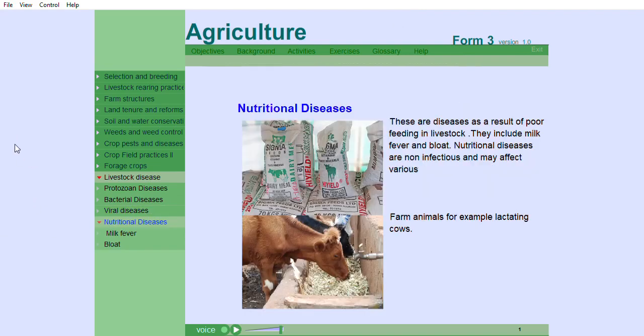Nutritional diseases. These are diseases as a result of poor feeding in livestock. They include milk fever and bloat. Nutritional diseases are non-infectious and may affect various farm animals, for example, lactating cows.